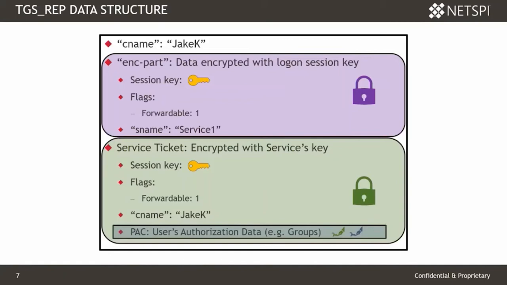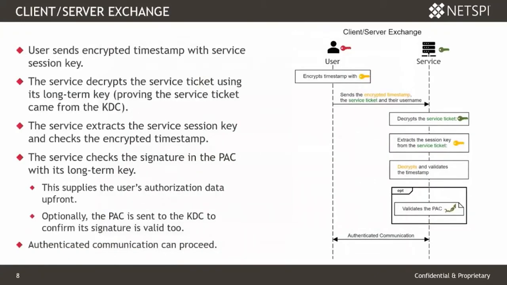Cool. So now the user has a service ticket specific to some service. It's finally ready to go actually authenticate to the service itself. We're in the home stretch. Notice in the diagram that the user is talking to the service directly now, not the KDC. The user still has their red secret key and the yellow session key. The service has its secret key in green. The user starts by encrypting a timestamp with the service session key, that yellow one extracted from the TGS rep. It sends this encrypted timestamp to the service along with the service ticket.